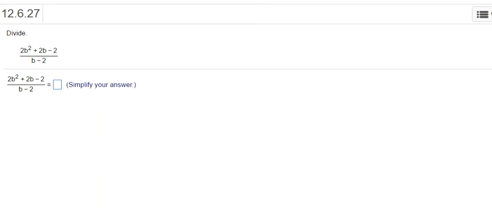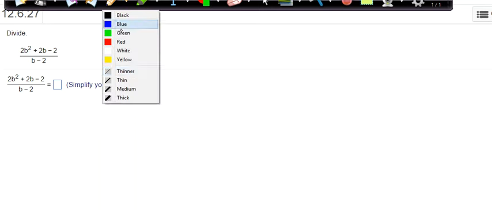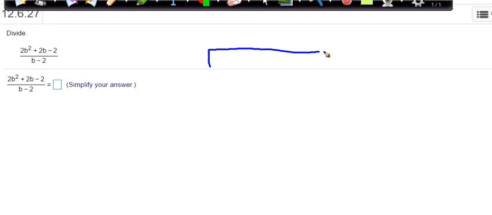Julie, long division of polynomials is really similar to our long division of numbers, but we're only going to look at that lead dog term. So just that b, as we try and figure out what goes into what here. So if we look at b minus 2 going into 2b squared plus 2b minus 2.